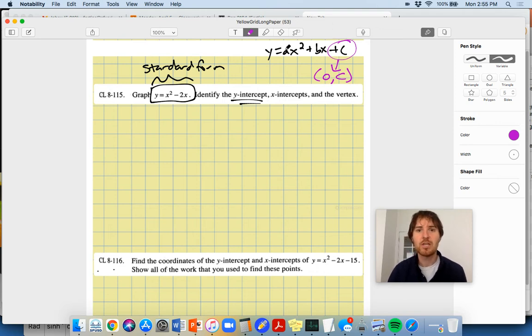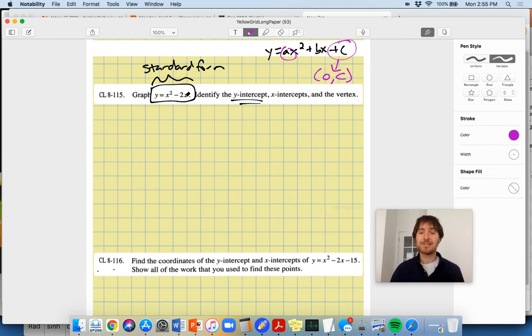Standard form is good at showing you the stretch factor, that's a, and which direction it opens. And then the y-intercept, there it is. Standard form is good at the y-intercept. Vertex form is good for the vertex. Factored form is good to get the x-intercepts, and you can find the line of symmetry pretty easily if you have the x-intercepts. Standard form is good for the y-intercept. They're all good for different reasons, okay?